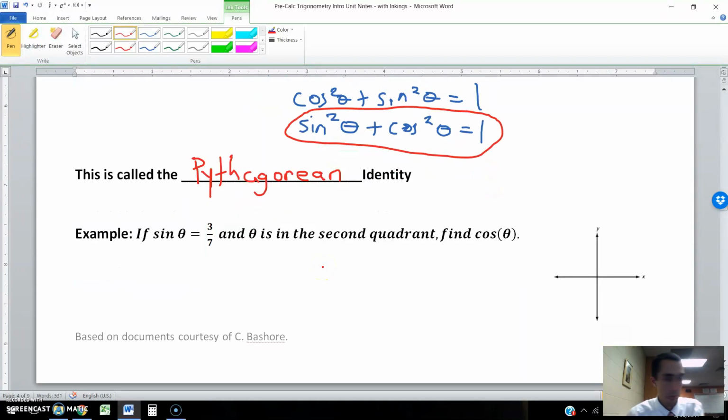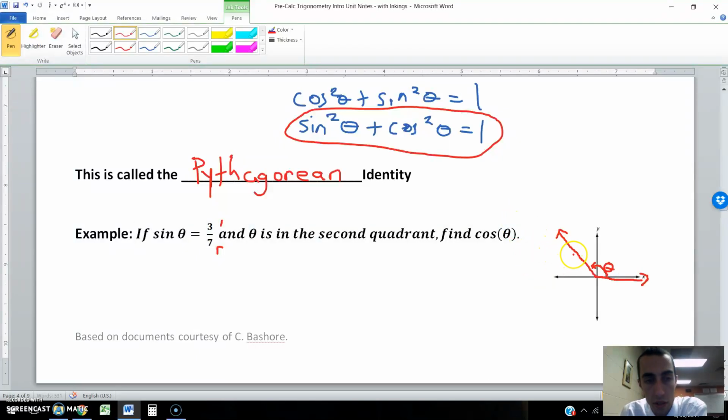Next example. We're told that the sine of theta is 3/7. Now I think of the sine and I think of y over r. And theta is in the second quadrant, so we want to find the cosine of theta. So this angle is in the second quadrant, meaning we've got an initial side here and the terminal side over here. That's our angle theta.